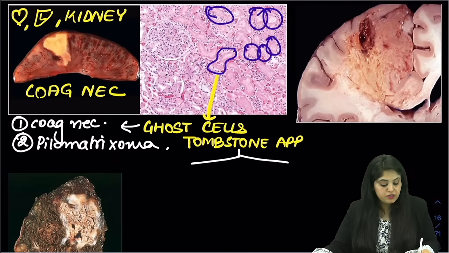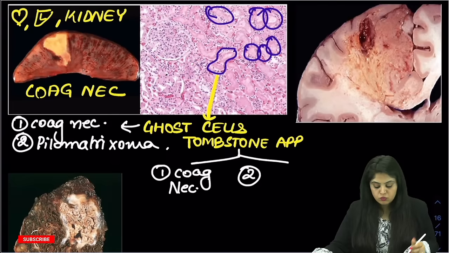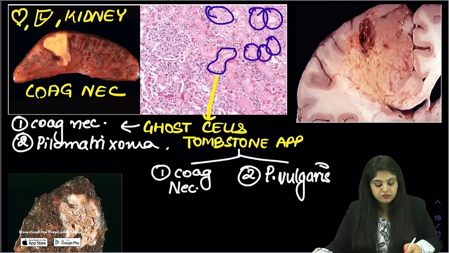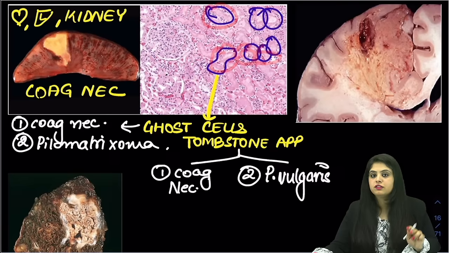Again, the second one is a dermatology condition. Where do you see row of tombstone appearance? Amazing. Pemphigus vulgaris shows you the row of tombstone appearance. Super good, guys. You've been able to correlate from everywhere. That is amazing. So this is the entire story of coagulative. Coming back to coagulative, ghost cells and tombstone. Lots of ghosts, lots of graveyards over here.